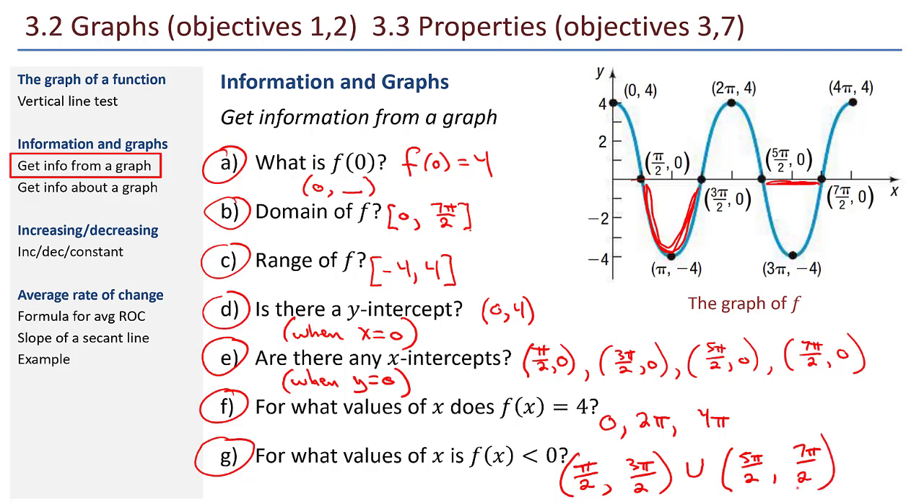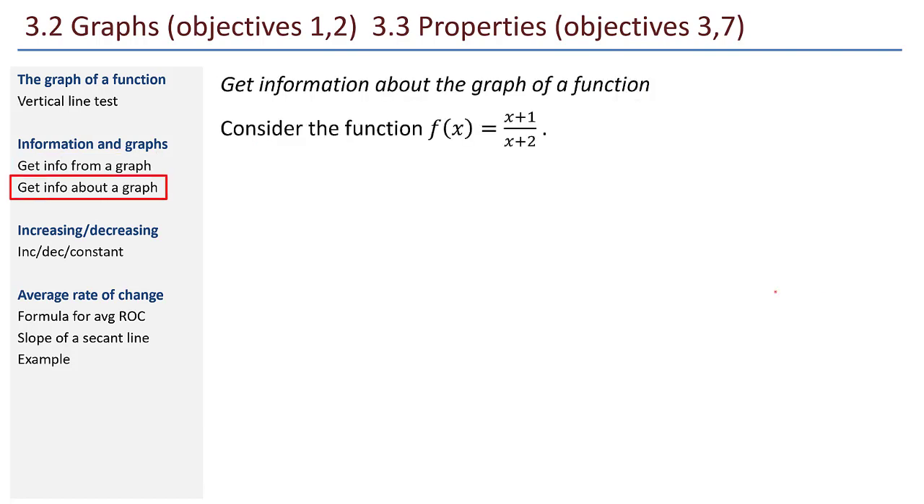So there we go. There's a lot of information that I can draw about the function just from looking at the graph. Now, let's go in the opposite direction. Let's get information about the graph of a function. So here, this function f is given to us symbolically. f of x equals x plus 1 over x plus 2. What can I figure out about the graph of this function?